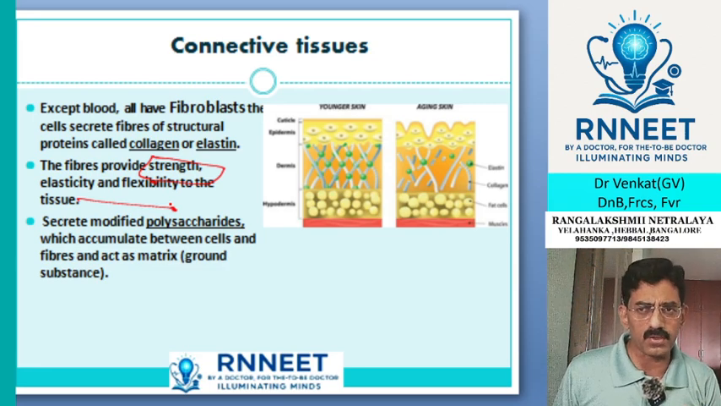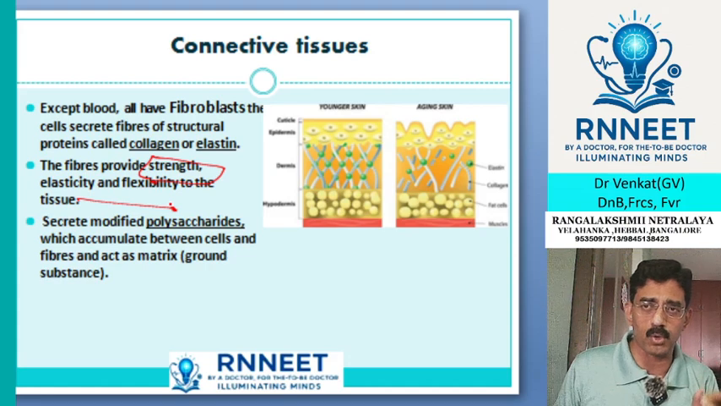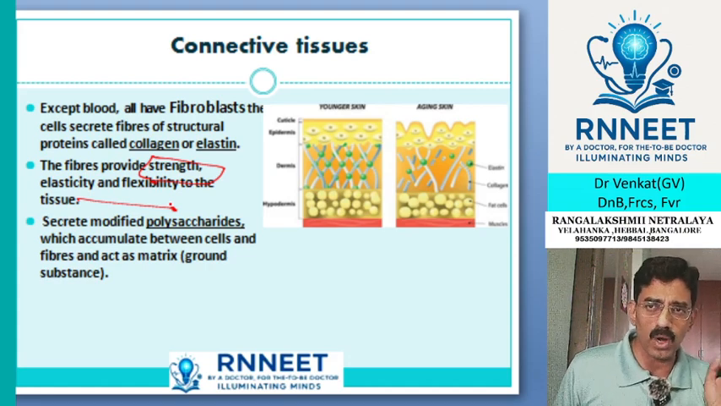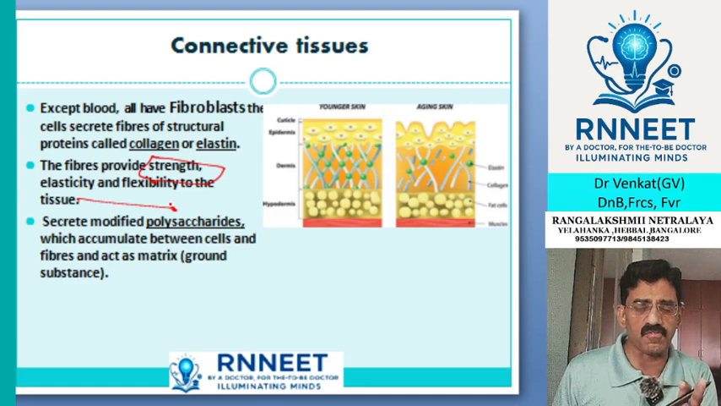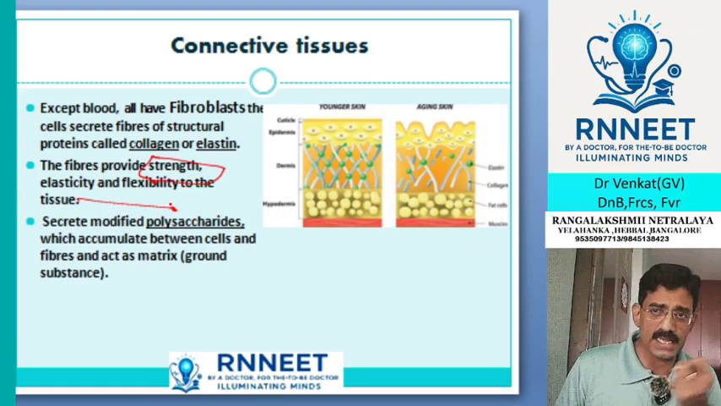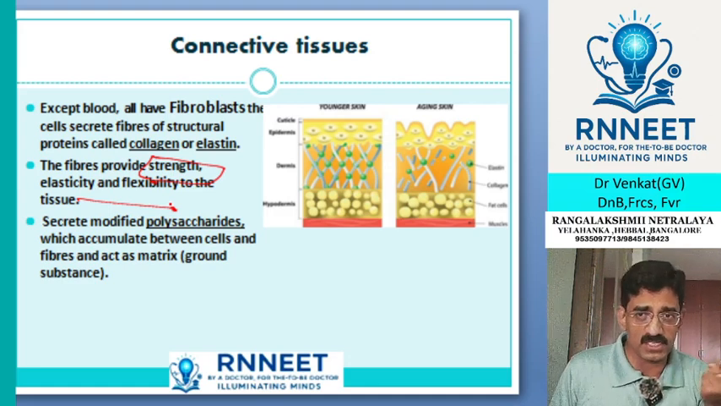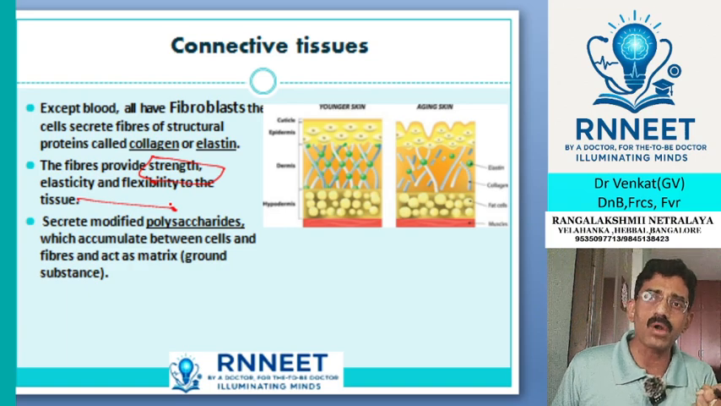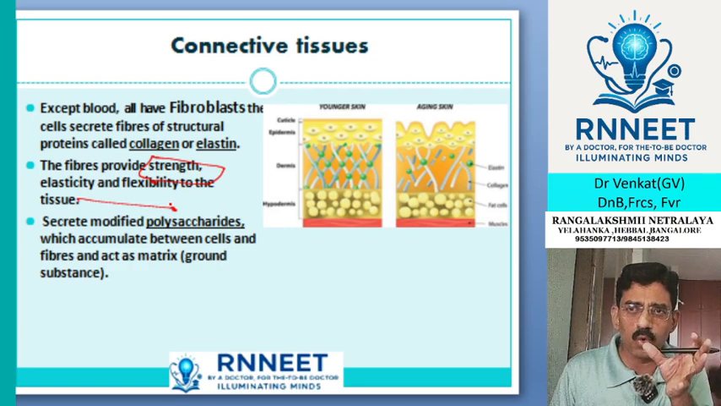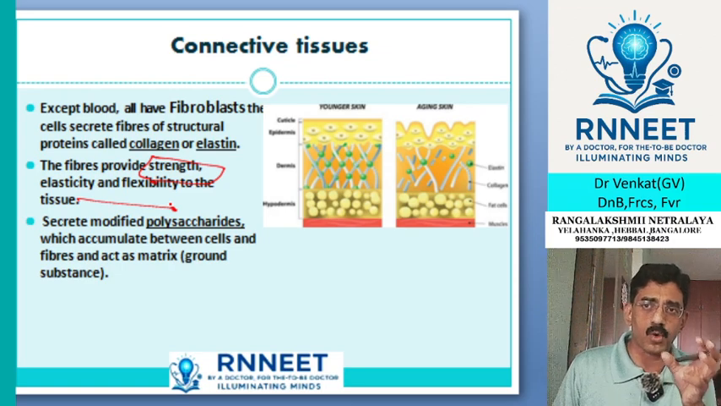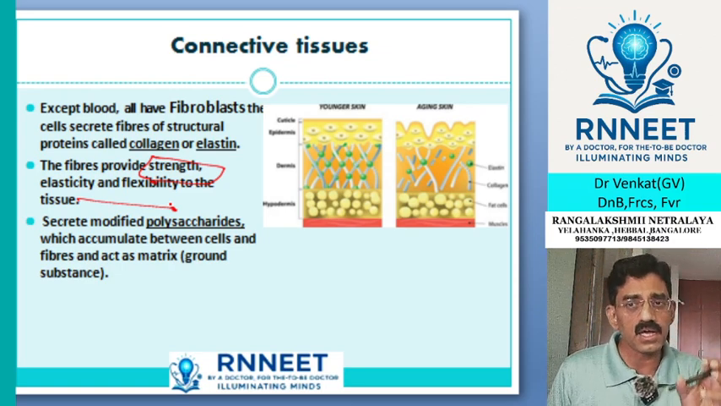So you look at it here. There are two types of fibers which are produced by the fibroblasts. What are they? Collagen and elastin. If elastin is more, the word elastin itself, it is more elastic, it will be stretchable, so that makes it more flexible. But if collagen is more, it is more sticky, it is more rigid. So therefore, if collagen is more, it is less elastic.